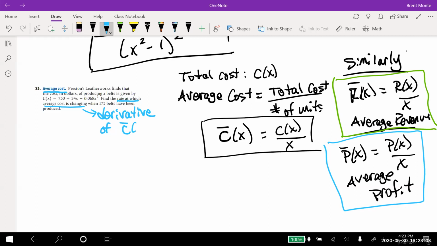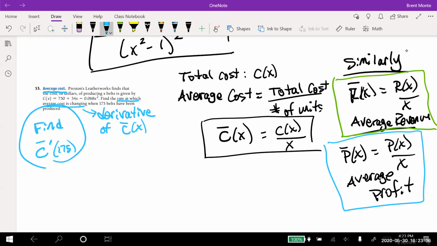We'll say this. I'm not cleaning that up yet at all. So it's the derivative of C bar of X, but in fact, what we're trying to find is C bar prime, the derivative of average cost, at 175 belts. That's what I'm trying to find. The rate of change, or the derivative of average cost when we're at 175 belts.